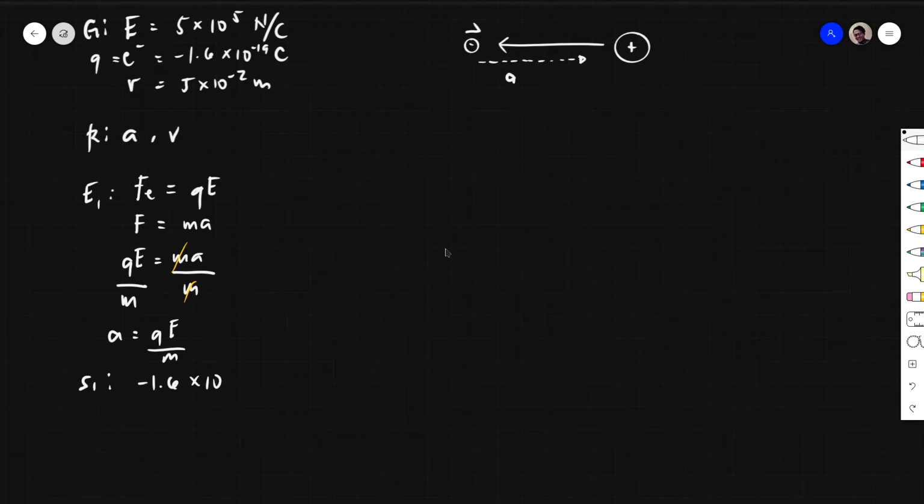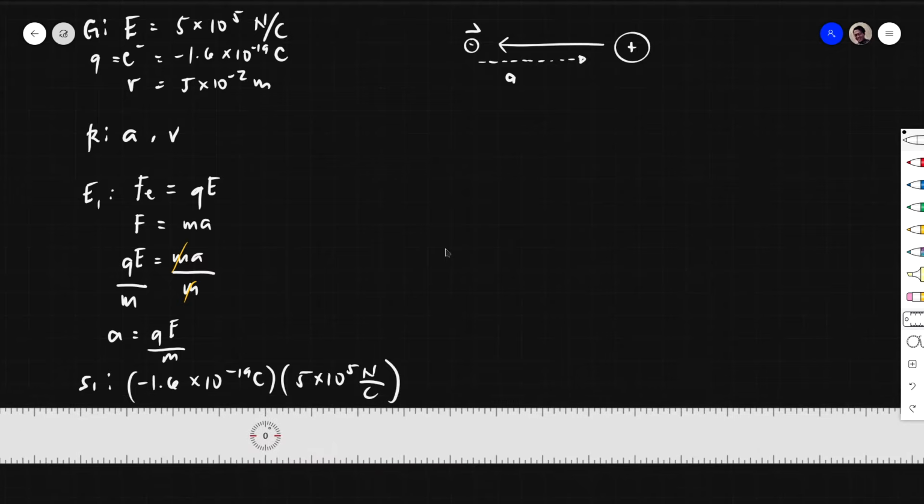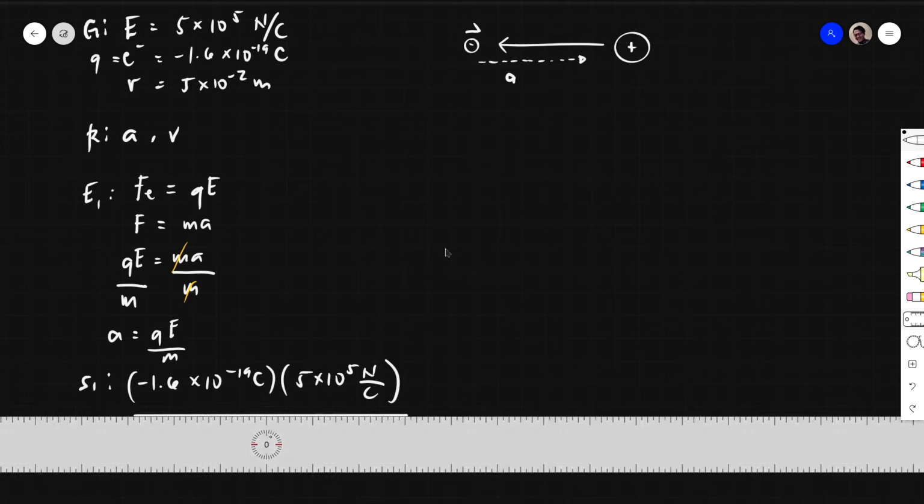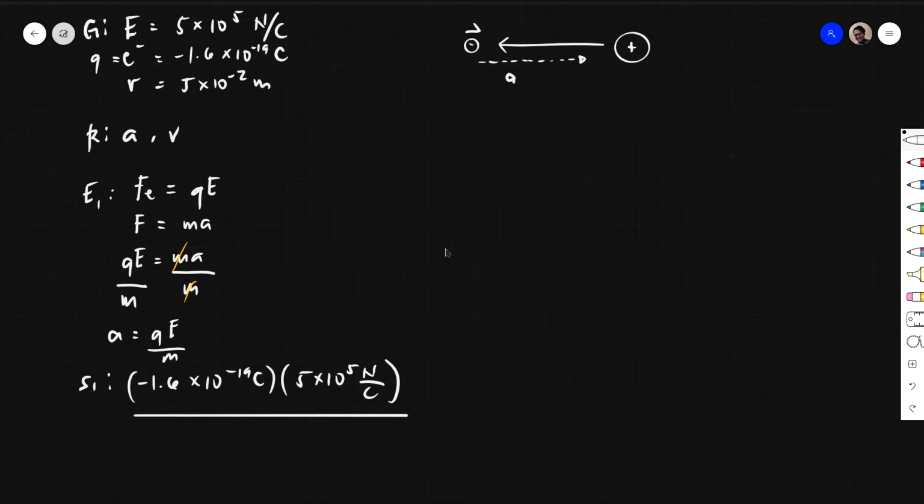times 10 raised to negative 19 coulombs multiplied by 5 times 10 raised to 5 newtons per coulomb, okay, divided by the mass. So what's the mass of the electron? Of course, you have to include that in your given. So you can now check your notes. If you haven't memorized it yet, it's 9.11 times 10 raised to negative 31 kilograms.